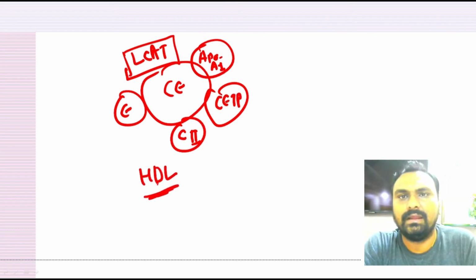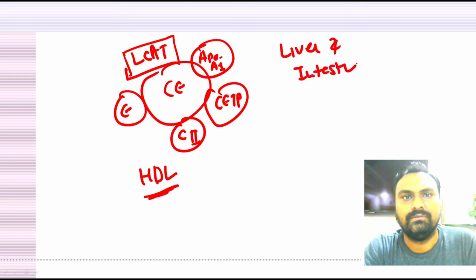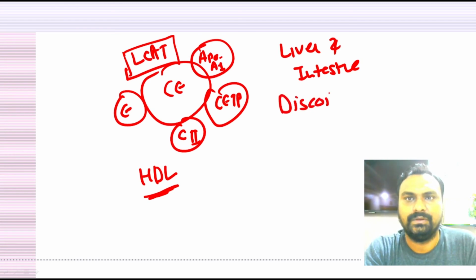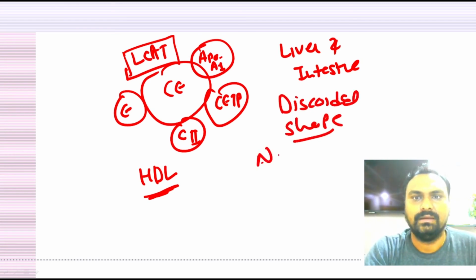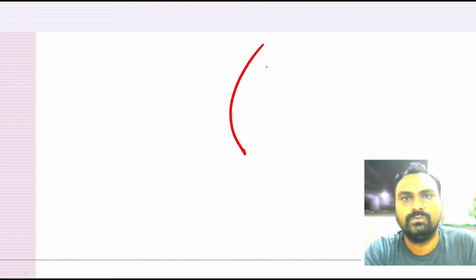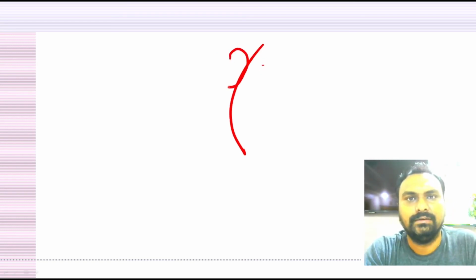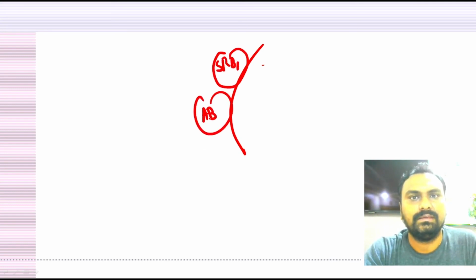So the liver and intestine will produce the HDL, which is discoidal in shape, and it is a nascent HDL. Right? Now, in the peripheral tissue, there is an SRB1 receptor, ABCA1 or ABCG1.